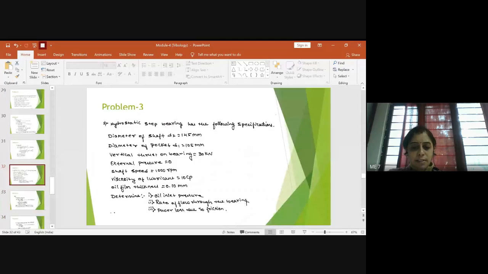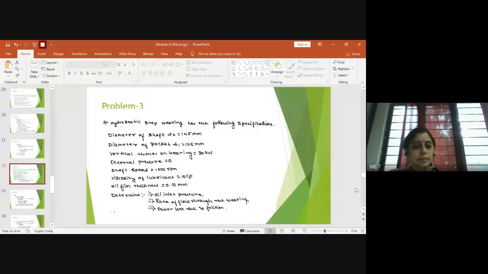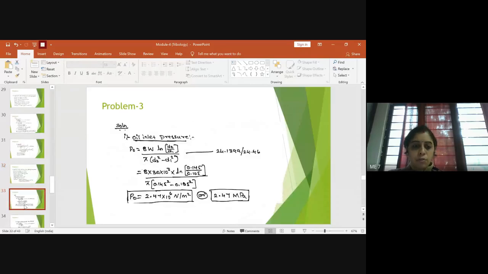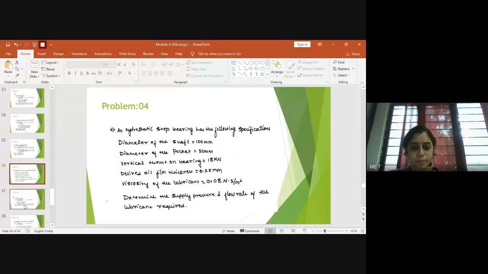Next, let us solve one more. If we go for the fourth one. Everywhere, remember, they ask you only 3 aspects: the supply pressure, the flow rate and the power loss. There is no other thing to be asked in the question. It will be a very simple problem. If you know the formula and derivation, you can get either the derivation or the numerical, or sometimes both, because you have 2 parts.